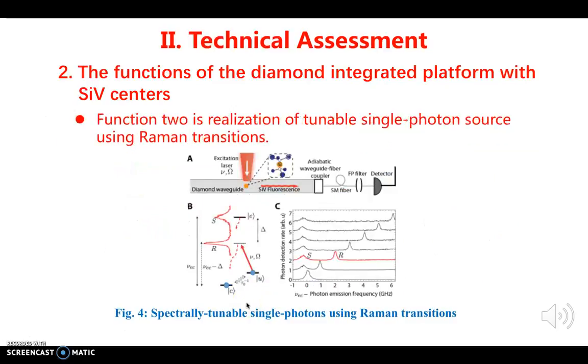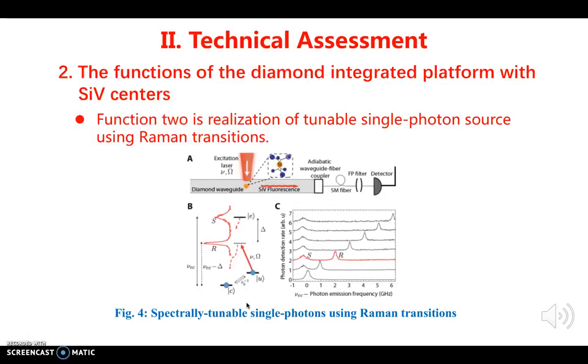Function 2 is that it can use Raman transition to realize a tunable single photon source. Although in this system the bandwidth was suppressed by some of the previous techniques, some uncertainties in the fabrication process still resulted in a relatively broad bandwidth of fluorescence spectra. So, how to solve this problem? The answer is Raman transition.